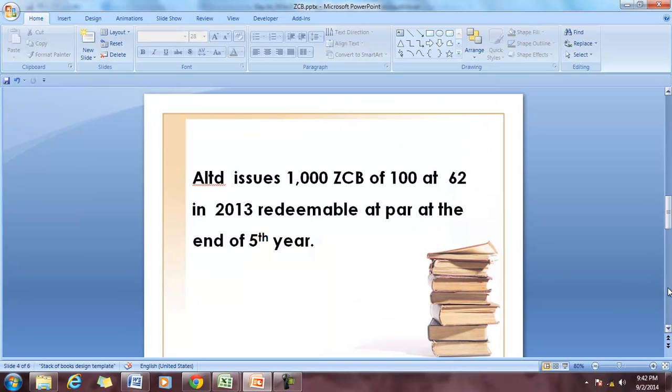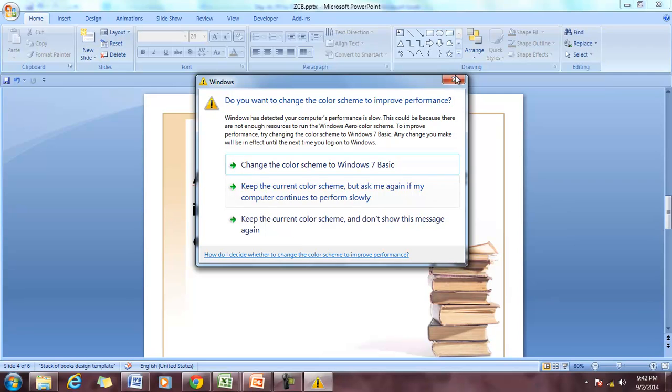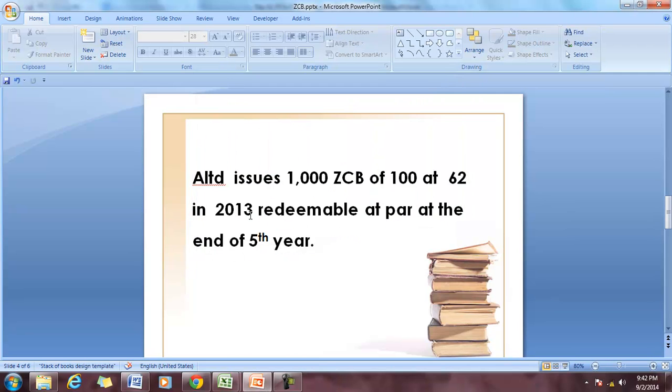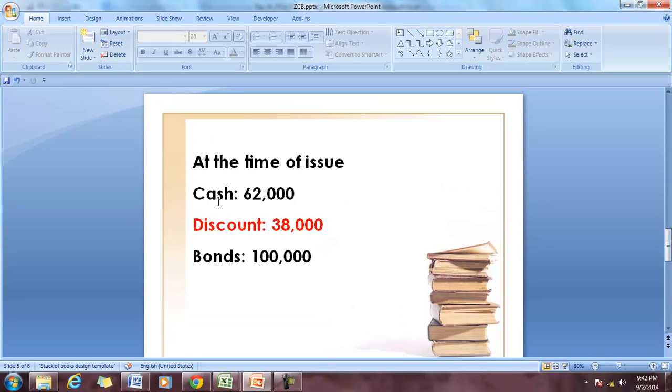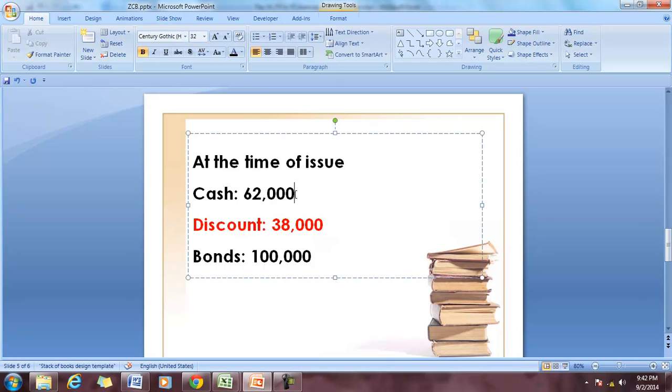Let us take an example. If A Limited issues 1000 zero coupon bonds of 100 at 62 in 2013, redeemable at par at the end of the 5th year. So the cash received is 62,000, but the bond redeemable value is 100,000. So the discount is 38,000.